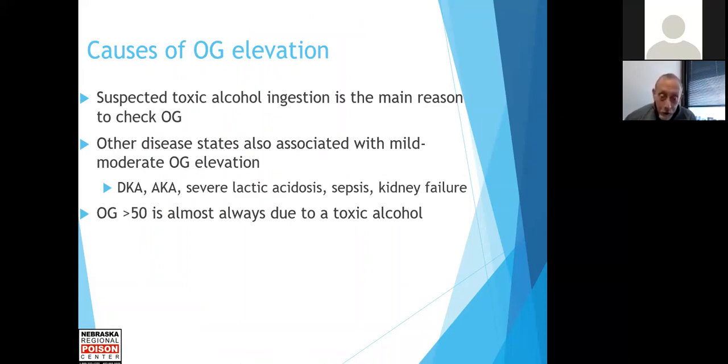Is it elevated? If it's elevated, is that a toxic alcohol? Well, not necessarily. It's not that specific. Other disease states can cause osmol gap elevations: DKA, alcoholic ketoacidosis, sepsis, kidney failure. But if the osmol gap is very elevated, meaning greater than 50 milliosmoles per liter, that's almost always due to a toxic alcohol.